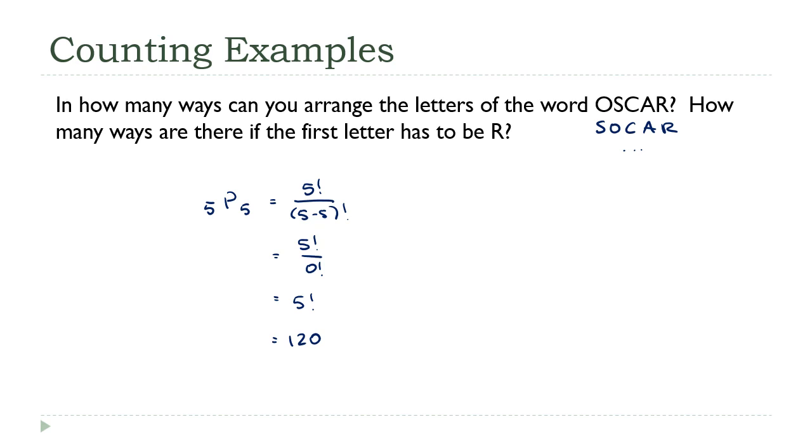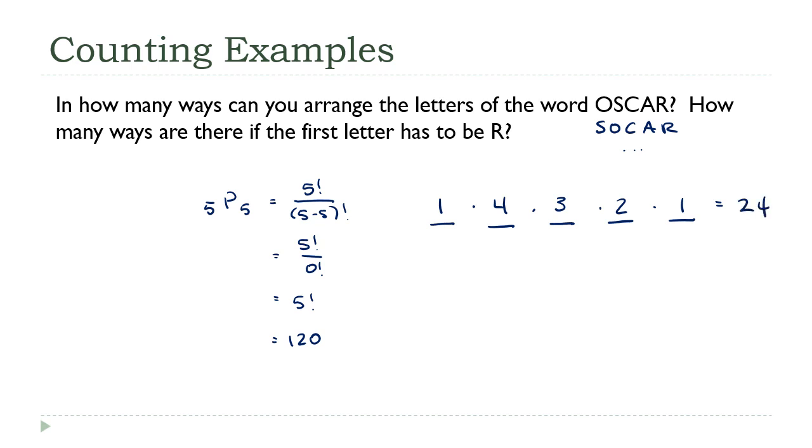All right, so how about the second question here? How many ways are there if the first letter has to be R? Well, if we use our old multiplication rule method, we'd think there are 5 letters here. I've got one choice for the first one, because that one has to be R. Then I have 4 letters left for the second spot, 3, and then 2, and then 1 for the last one. You multiply them all together, you get 24, right? And that's fine.